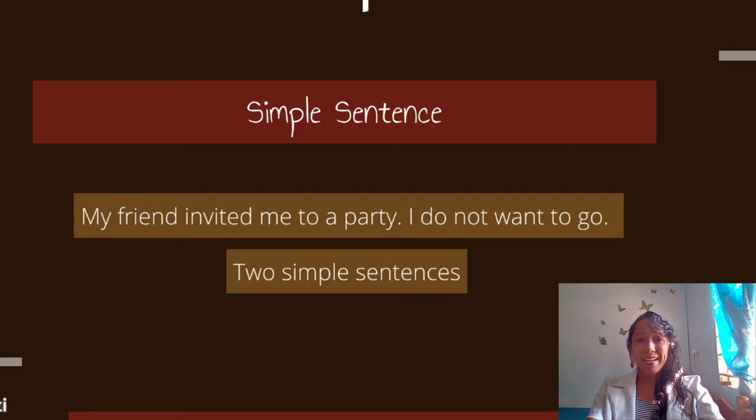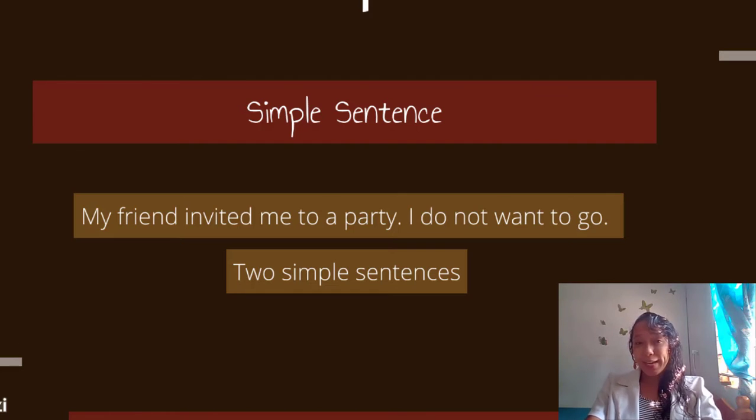So let's take a look at one more example, one for simple, one for compound. Here's a simple sentence. My friend invited me to a party. Independent clause, right? Stands alone. Here's another example of a simple sentence. I do not want to go. That's another simple sentence, right? It can stand alone, has a subject, has a verb, a complete thought.